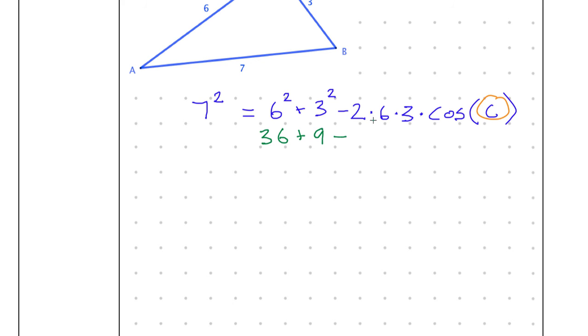Minus, what is 2 times 6 times 3? Cohen again. 2 times 6 times 3. Well, 2 times 3 is what? 6. 36. There it is, 36. Minus 36 cosine of capital C. All right, and that's equal to, what's on the left-hand side, Jenny? 7 squared. Yep, what is that? What is 7 times 7?